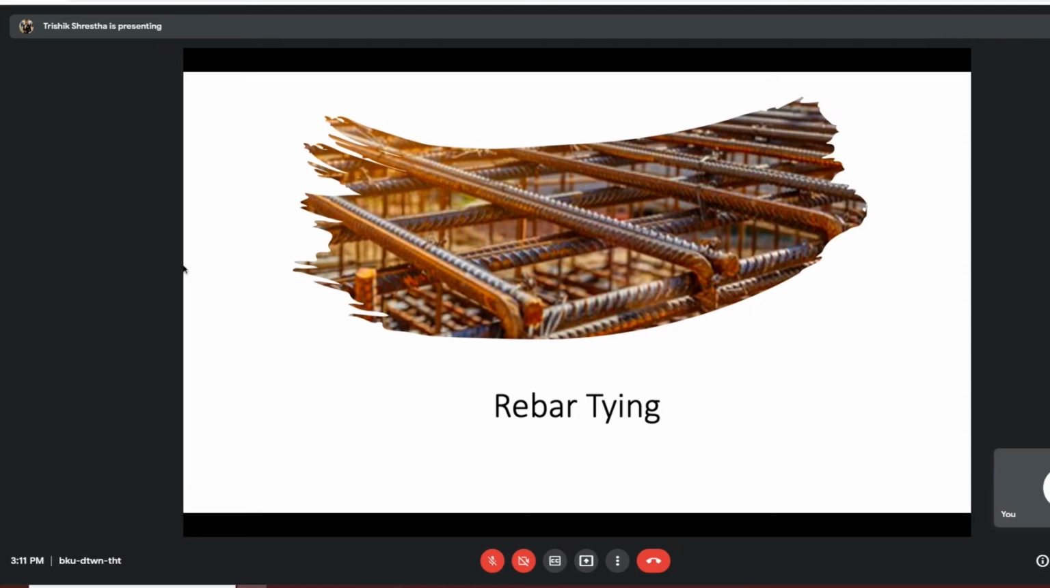Now, this term called rebar tying is basically a practice of... So you have these rebars, as you can see in this picture, right? You have to connect them in such a way that they will be able to take the load of the concrete being poured onto them. So that's the general practice.